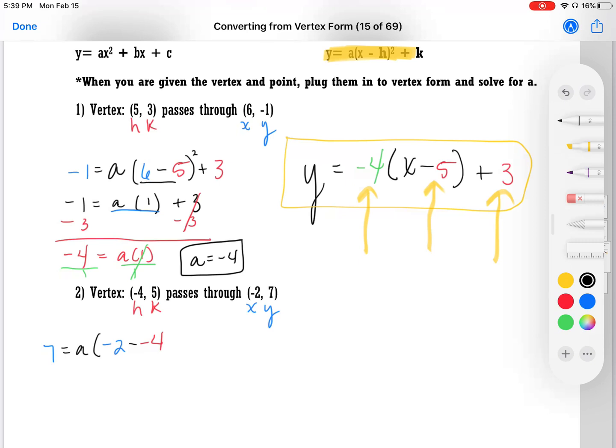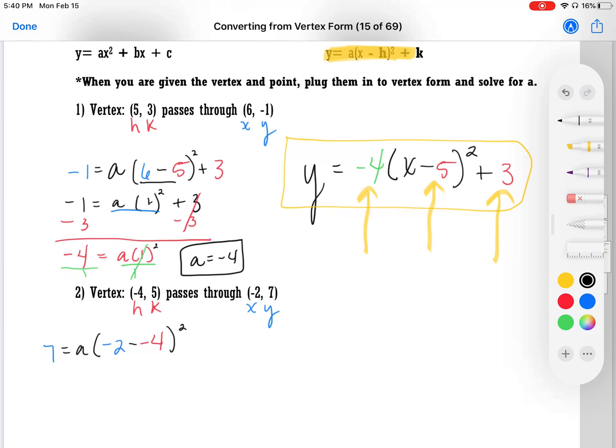Vertex form has a square in it. My bad, sorry, guys. So that means there was a square out here. Fortunately, 1 squared is still just 1. That doesn't change the answer. There's a square on here. So the correct answer for the previous one is -4, parentheses X minus 5, squared, plus 3. The numbers didn't change because 1 squared is still 1. Sorry, now that I remember how to math, we'll make sure we write that correctly.